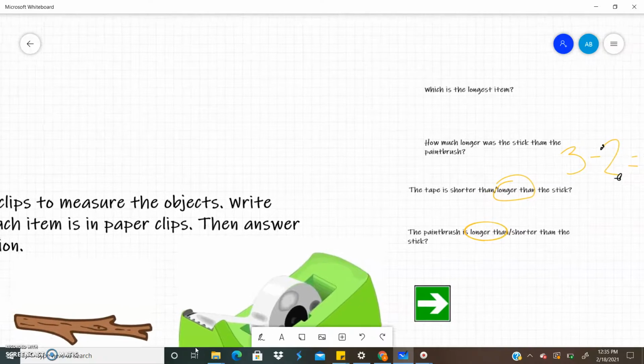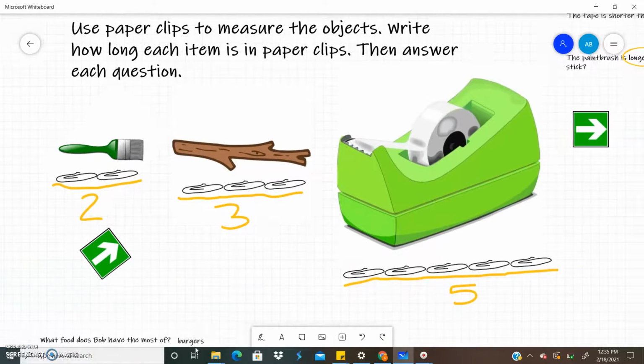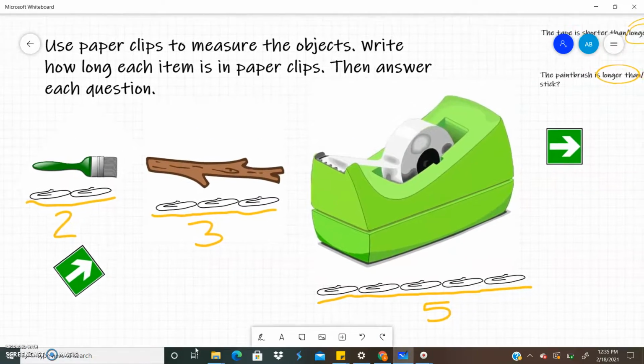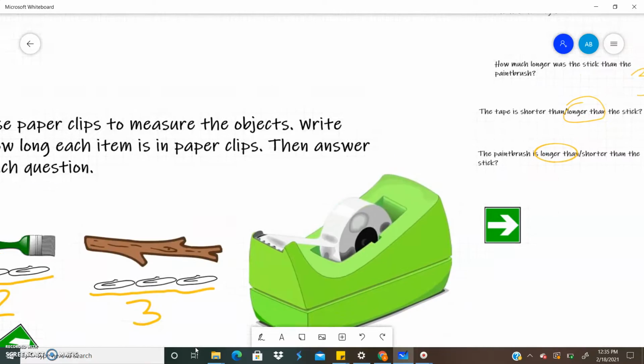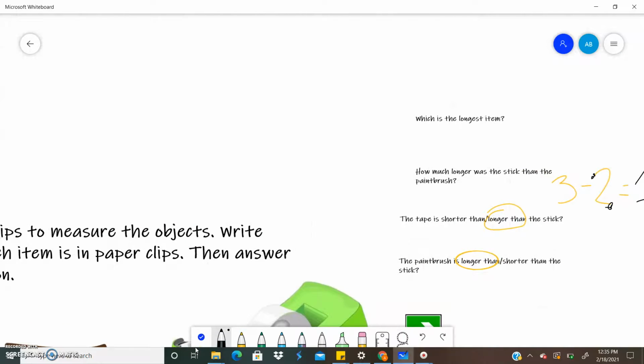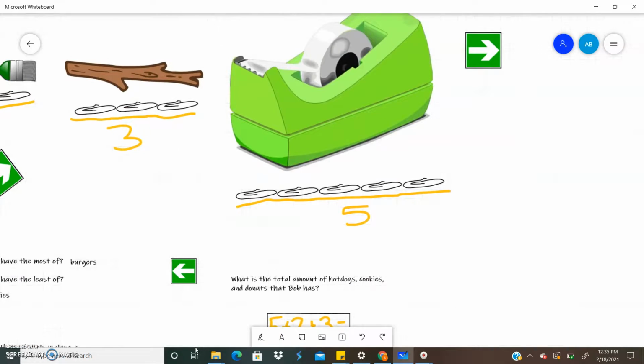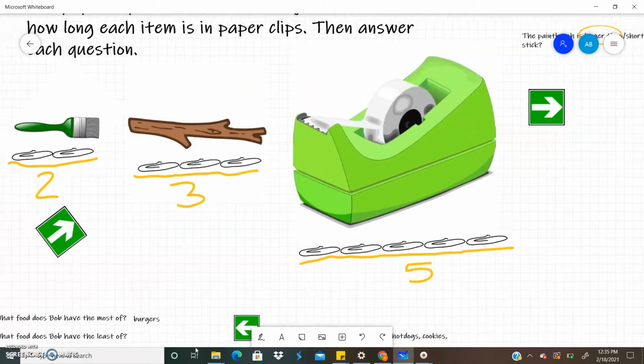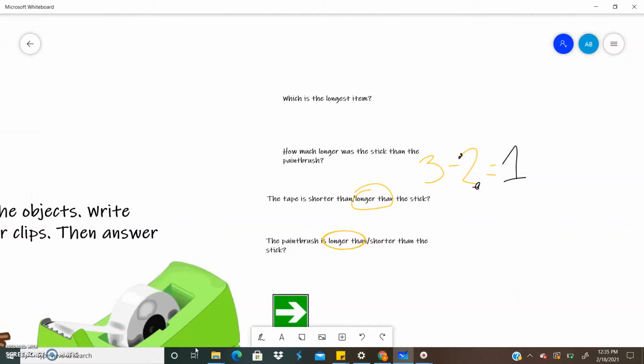All right, now which one was the longest item? I think it's definitely going to be the tape. The tape has how many? The tape has 5. The stick only has 3 and the paintbrush only has 2. So definitely the tape. Let's restate it. So the longest item is the tape. And then that question is solved.